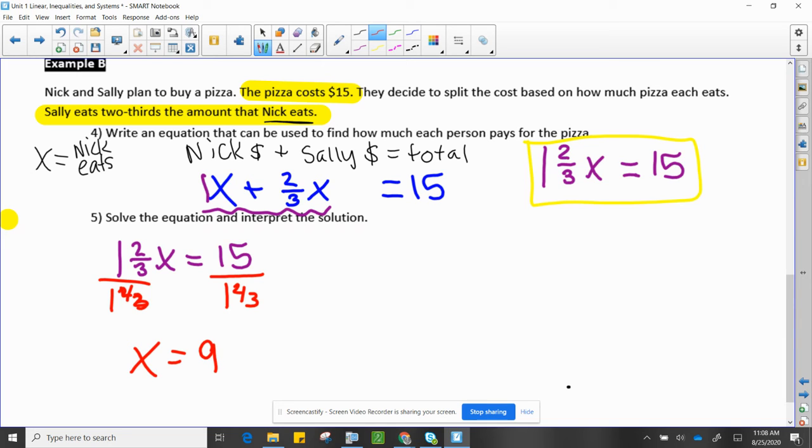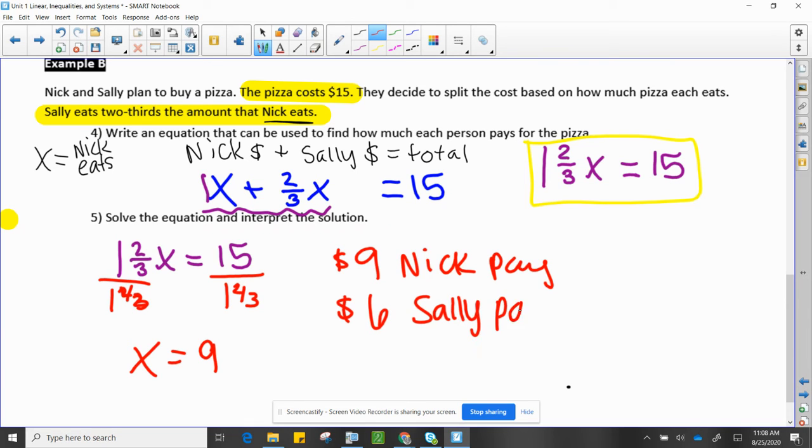Okay, so remember, X is how much Nick's going to pay because that's how much Nick eats. So in this case, if I interpret my answer, Nick's going to pay $9. So what does that leave for Sally? Well, remember the whole pizza costs $15. So if Nick pays 9 of that, that means Sally has the leftover 6. And there we go.